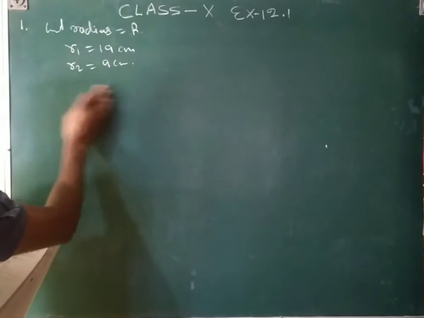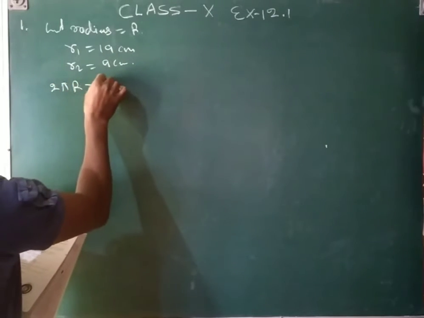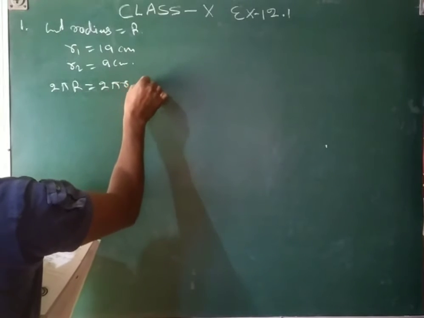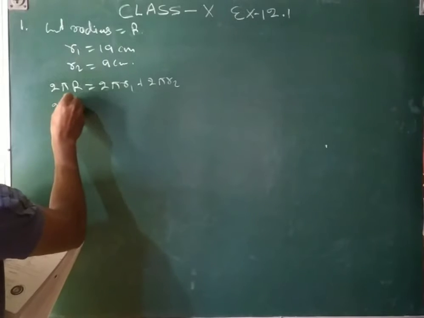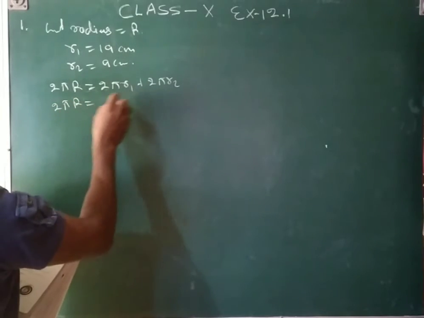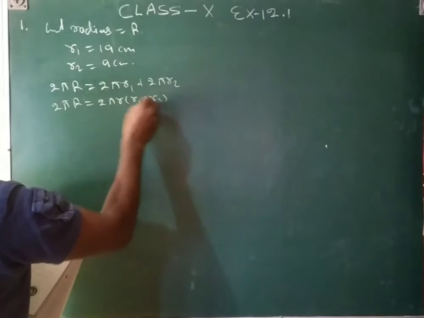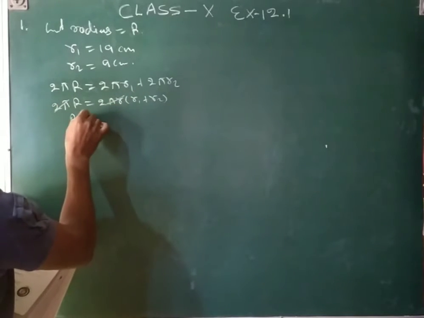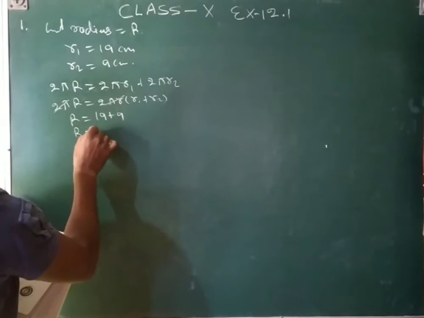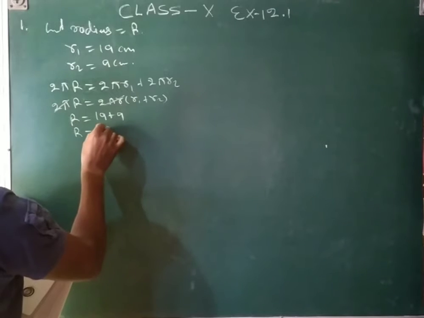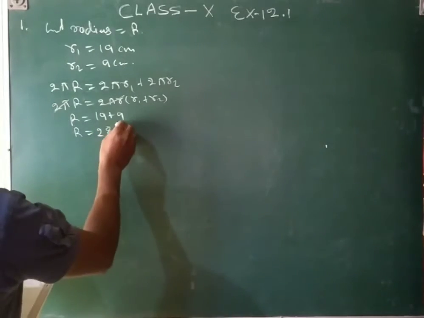So we will write directly the formula: 2 pi r is equal to 2 pi r1 plus 2 pi r2. So 2 pi r is equal to 2 pi, which is common, times r1 plus r2. 2 pi cancels by 2 pi, so r is equal to 19 plus 9. So r is equal to 28 centimeter.